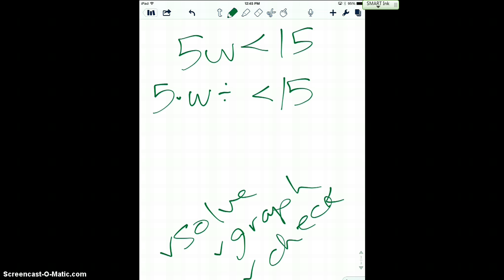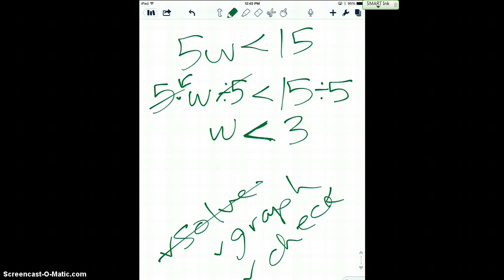But I would divide, because that's the inverse of multiplying, and I want to get rid of 5. So I'm going to divide by 5. Now these will cancel each other out, and I'm left with w. I am not going to use an equals. You guys, I need to get used to putting the symbol there, and that is the less than symbol. And then 15 divided by 5 is 3. Okay, so far we have solved. Done.